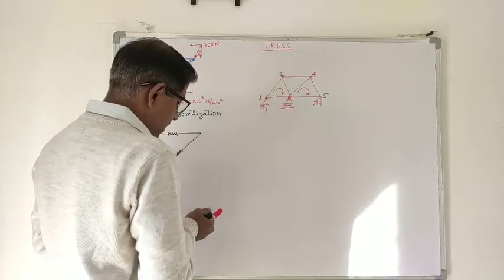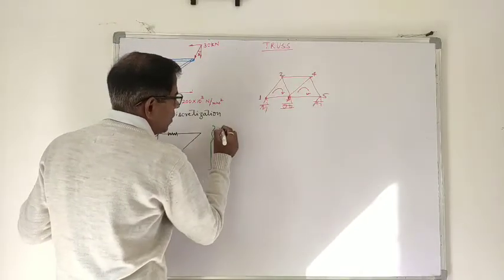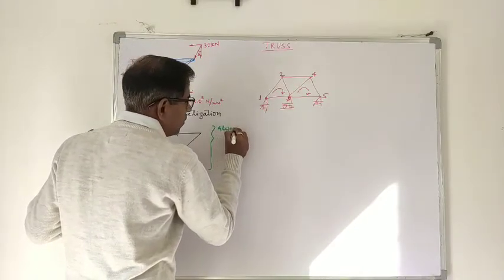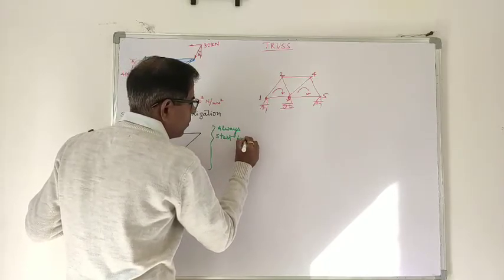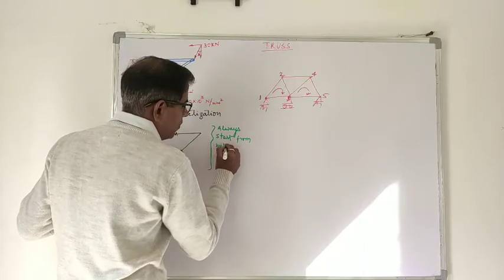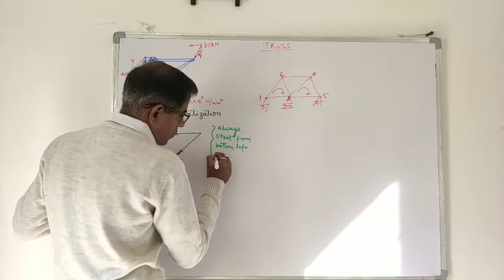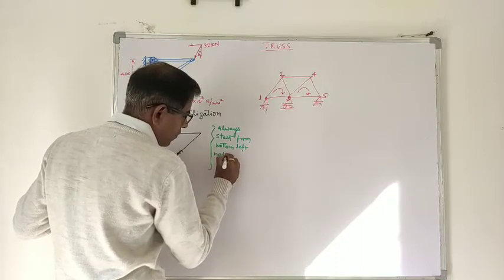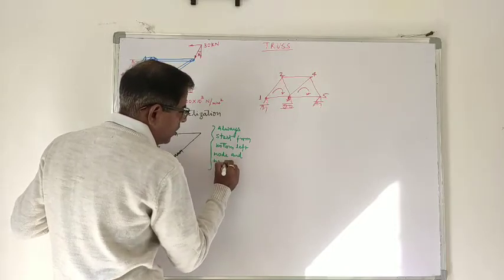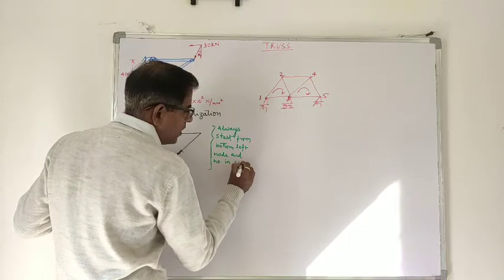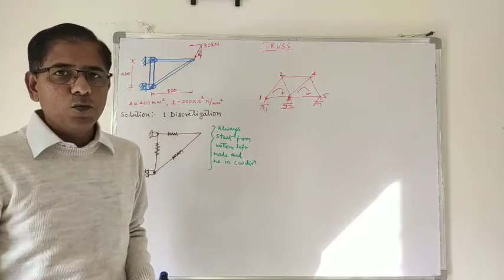So for discretization, for node numbers, always start from the bottom left node and number in clockwise direction. So this is the convention that I follow.